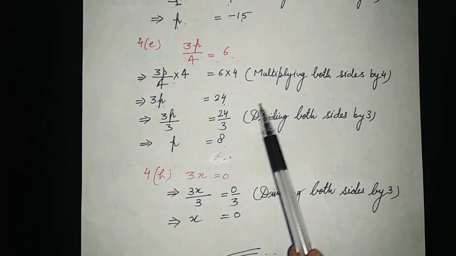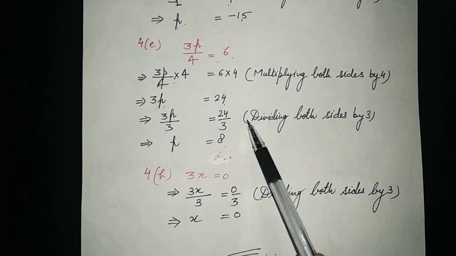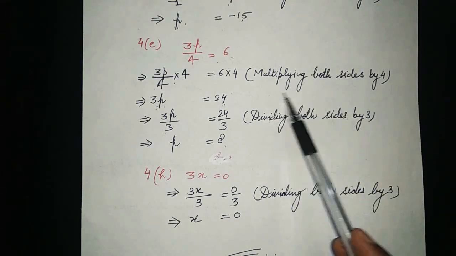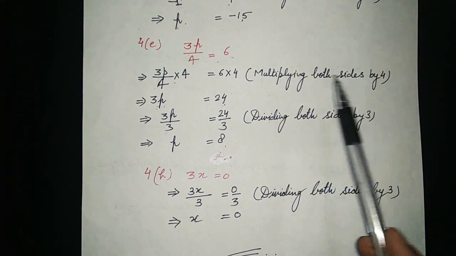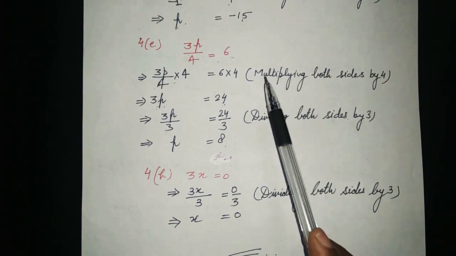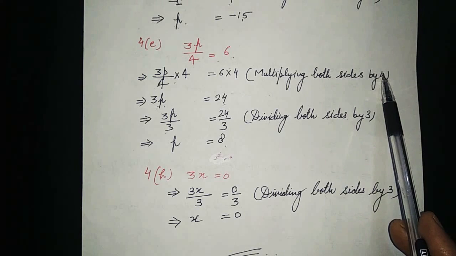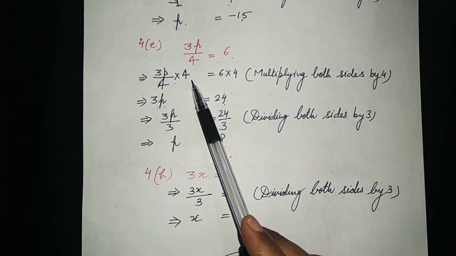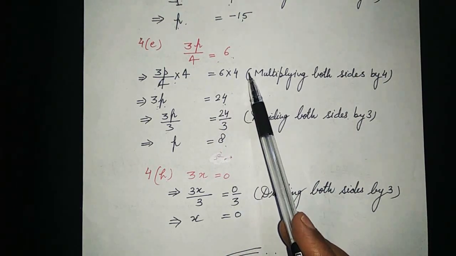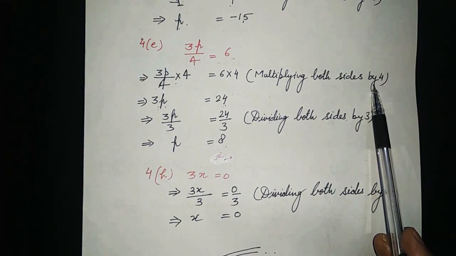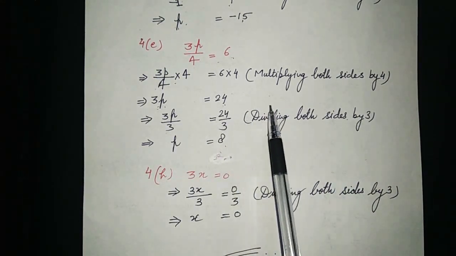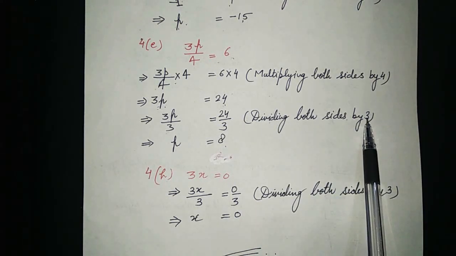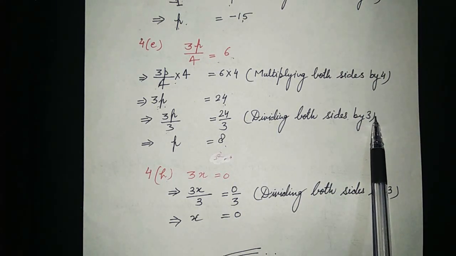And one more thing you can see, I have written the steps also in the bracket. Reason I have written: whatever you will do, you will write in the bracket also. Here you have multiplied both the sides by 4. So you will write here multiplying both the sides by 4. Here you have divided both the sides by 3. So you will write dividing both sides by 3.